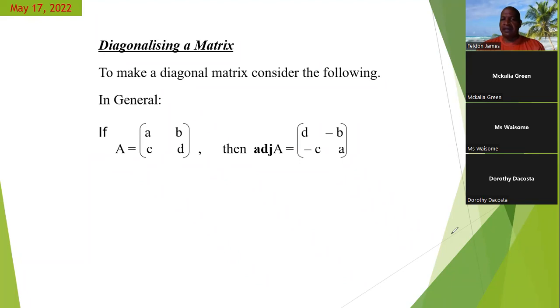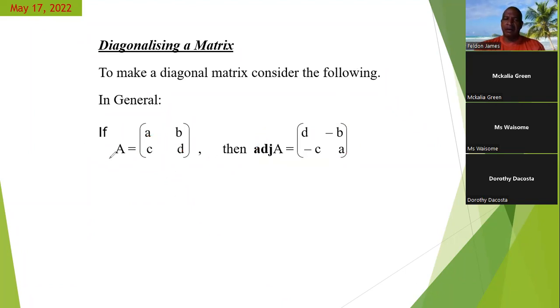All right, so you understand how to find the adjoint of a matrix. Once you're given a matrix, to find its adjoint, you interchange these elements, which are the diagonal elements. So you just switch them around. So the A becomes D and the D becomes A. Then you change the signs of the remaining elements. And so you will get this matrix, which we refer to as the adjoint of the matrix A.